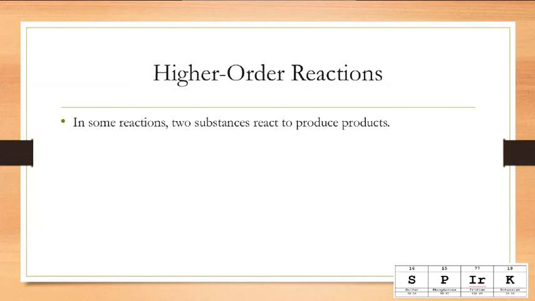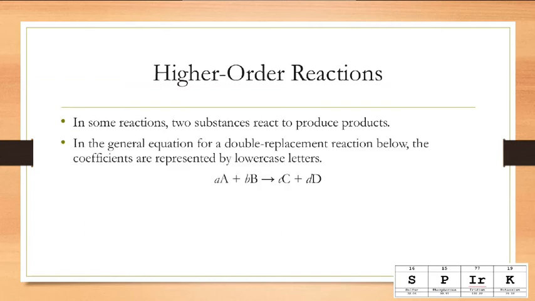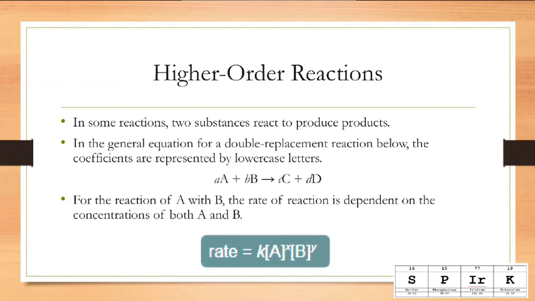There are higher order reactions, so in some reactions, two substances react to produce products, and we've seen this many times. In the general reaction for a double replacement reaction below, the coefficients are represented by the lowercase letters. And this is something that we've looked at many times. For the reaction of A with B, the rate of reaction is dependent on the concentrations of both A and B. So the rate here is equal to the rate constant, K, times the concentration of A raised to a power x times the concentration of B raised to a power y.